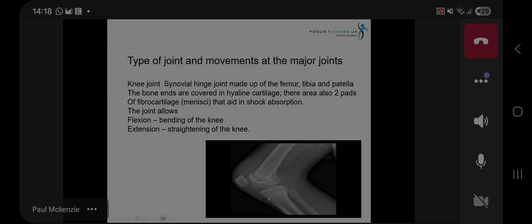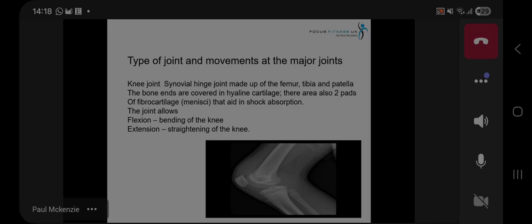So on top of the tibia here, you have two C-shaped cartilage discs called the meniscus, plural menisci. Let's call it meniscus singular, menisci plural. It could be the other way around. Okay. They aid with shock absorption. And the joint allows for flexion and extension. So flexion is when you bend the knee, extension is when you straighten the knee.